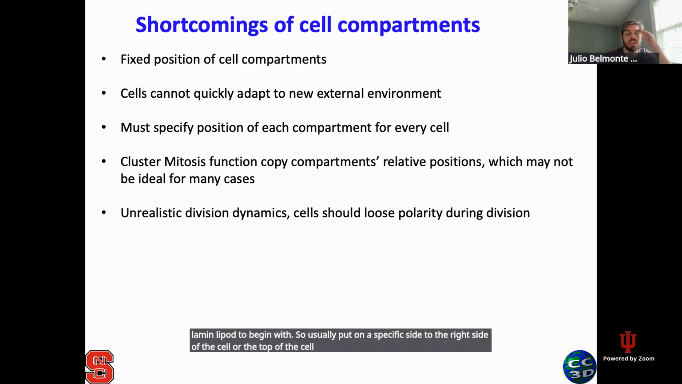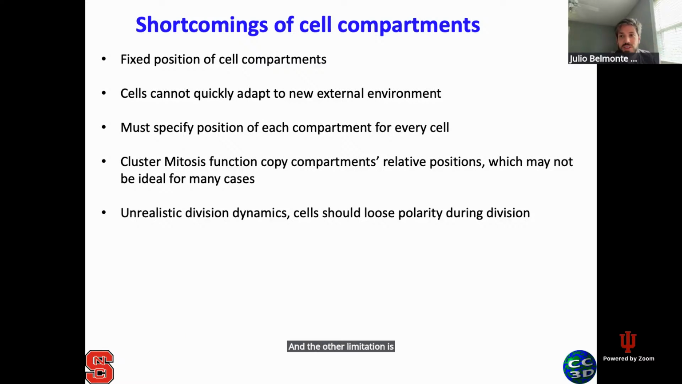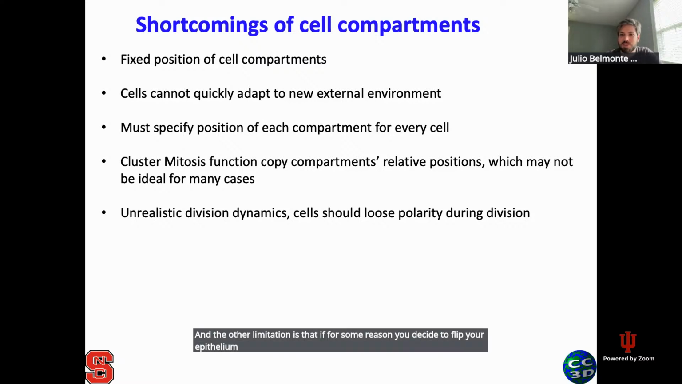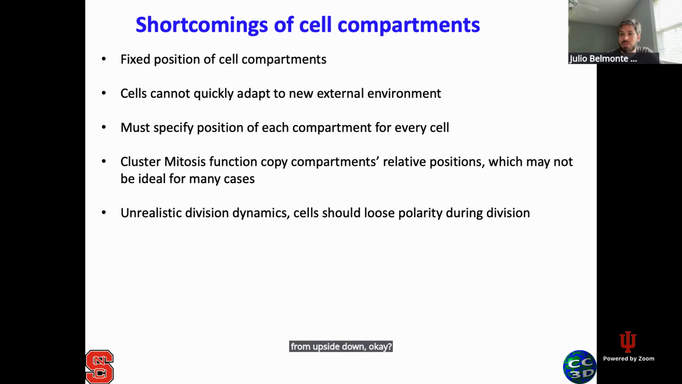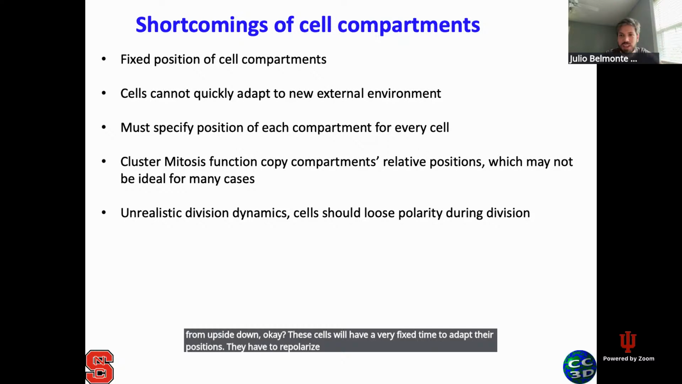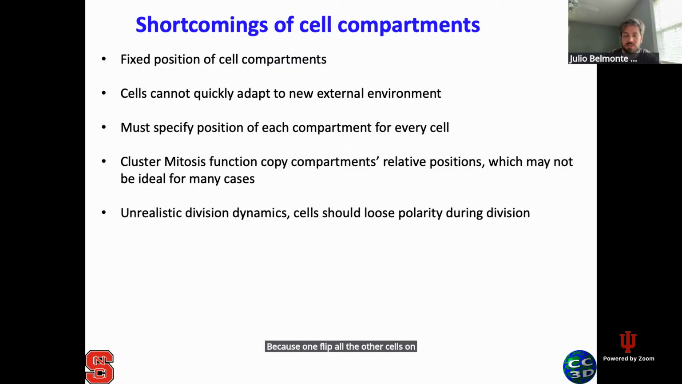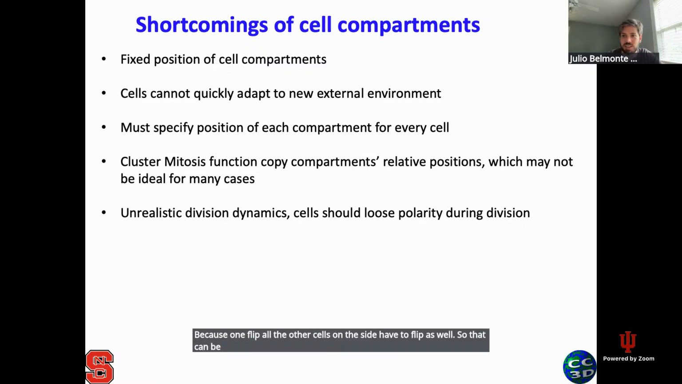The other limitation is that if for some reason you decide to flip your epithelium upside down, the cells will have a very hard time adapting their positions. They have to repolarize in a different way. And if you use just the cell compartments as they are, it's going to take a very long time for your cells to actually flip, because as one flips, all the other cells on the side have to flip as well. So that can be very hard and maybe not possible at all, depending on your simulation parameters.